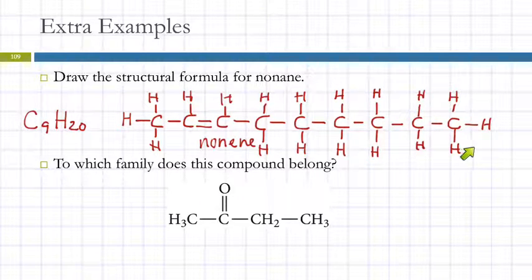You count the number of carbons. If there's a double bond, the ending is ene. If there's a triple bond, it's ine. It would be nonine. How do we know that the double bond is right here? Well, you wouldn't. There's more complicated rules to the naming. This would actually be 2 nonene, but we're not learning those rules.